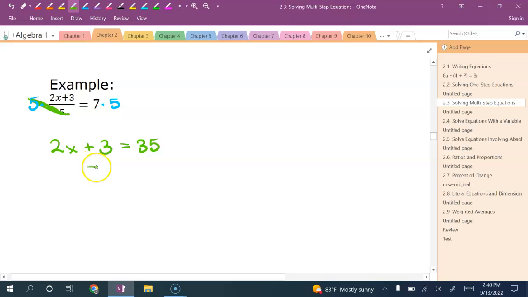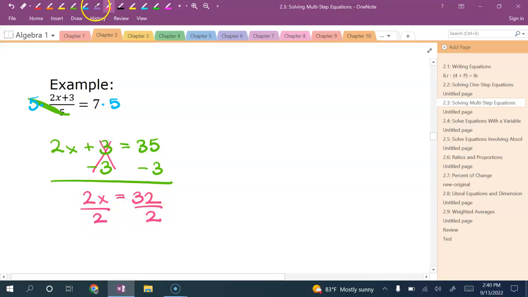So I'm going to subtract 3. So I have 2x equals 32. Divide by 2 on both sides. I get x equals 16.